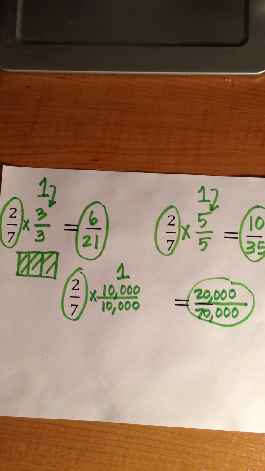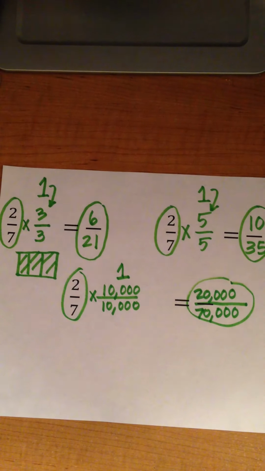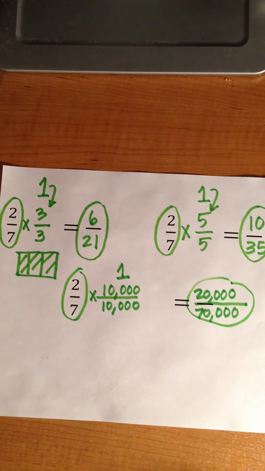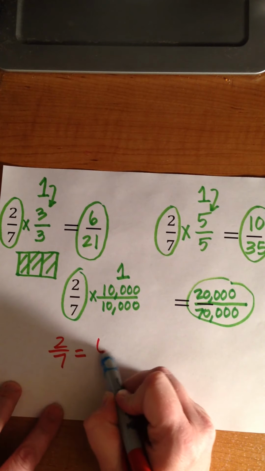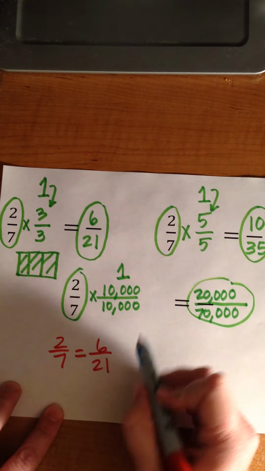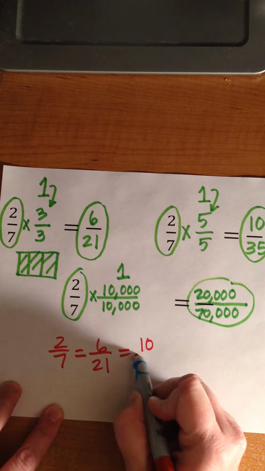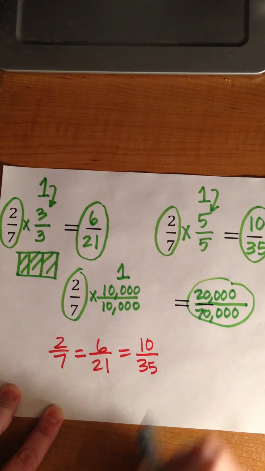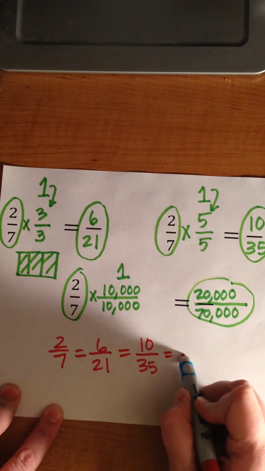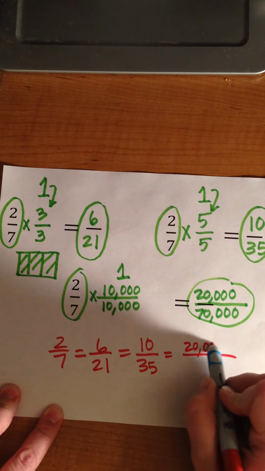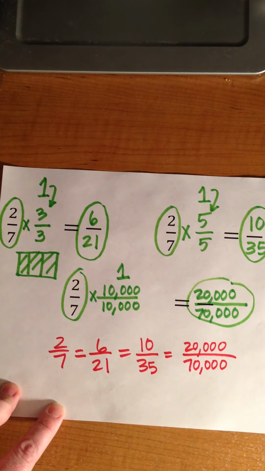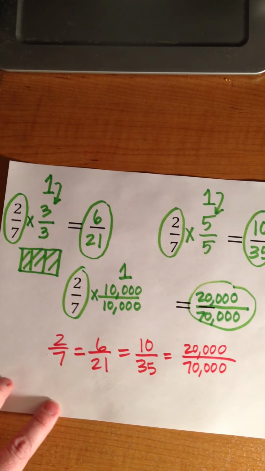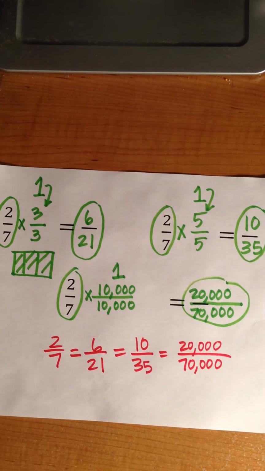So now if I gather all these fractions and write them at the bottom, you'll see that 2/7, my original fraction, is equal to 6/21, which is equal to 10/35, which is equal to 20,000/70,000ths. Those are all equivalent fractions. They all name the exact same amount. They just have different names.